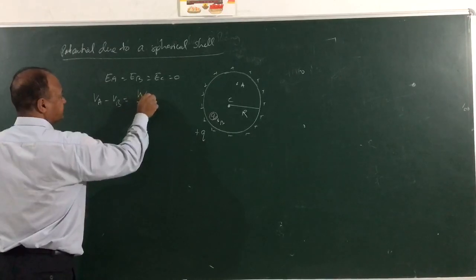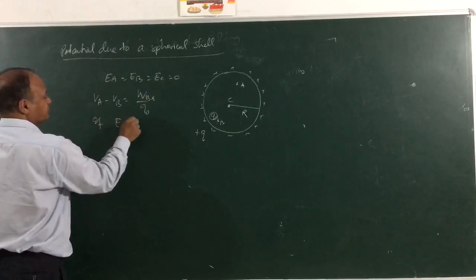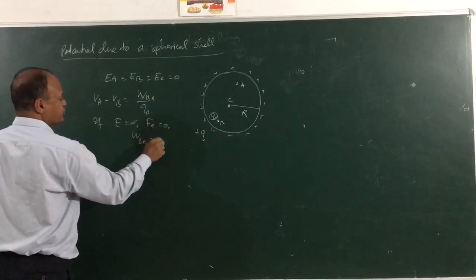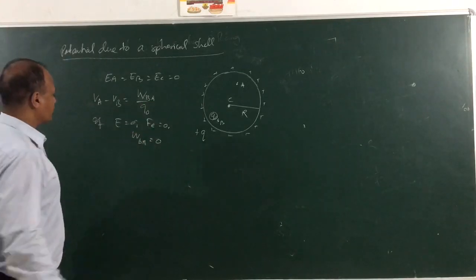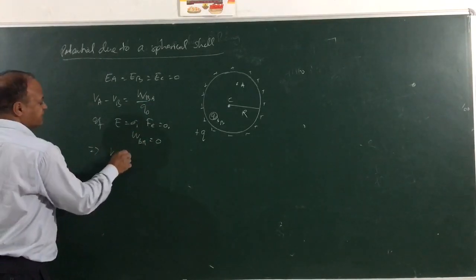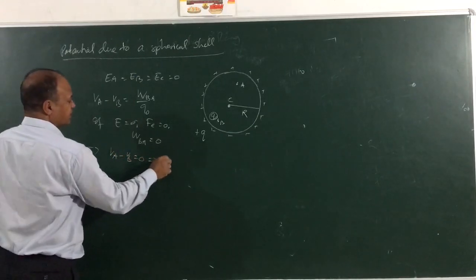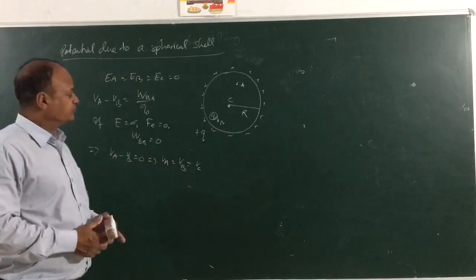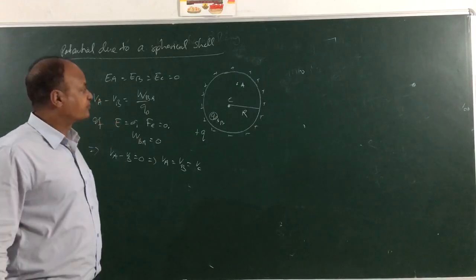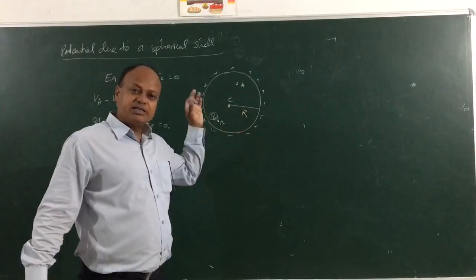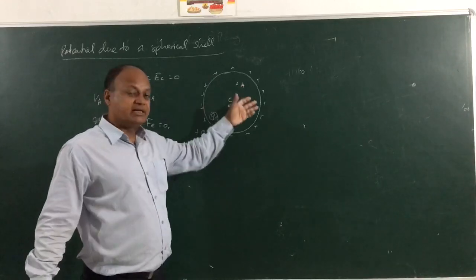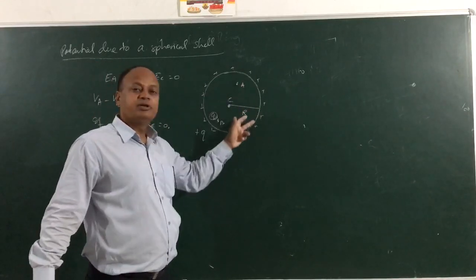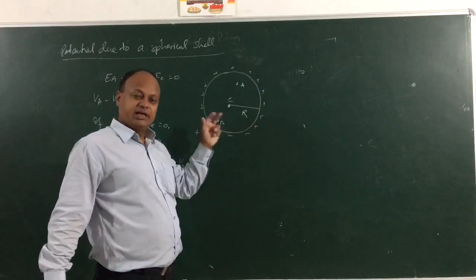If the electric field is equal to 0, then the electric force will also be 0, and then WBA will also be equal to 0. And if WBA is 0, then VA minus VB is equal to 0. So VA will be equal to VB, and similarly it will be equal to VC. That means we come to a very important conclusion: every point inside the spherical shell will be exactly at the same potential, and this potential will be equal to the potential of the shell. Hence we draw this conclusion.